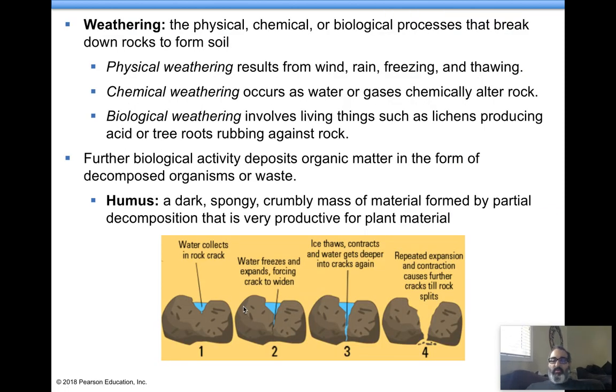How do you break down that soil? Well, excuse me, how do you break down that bedrock to make soil? That is not erosion. Erosion is moving it away. Weathering is what breaks it down. It could be physical. Here's a picture of physical weathering.